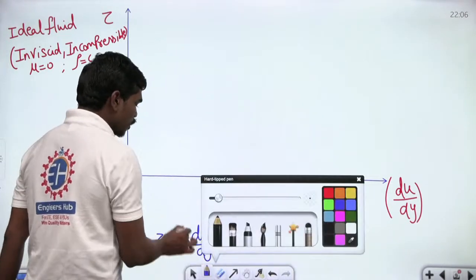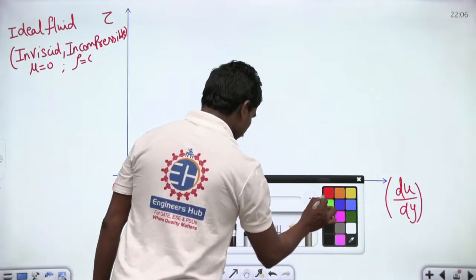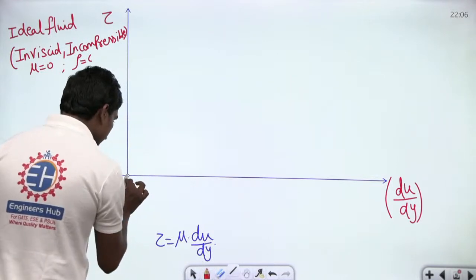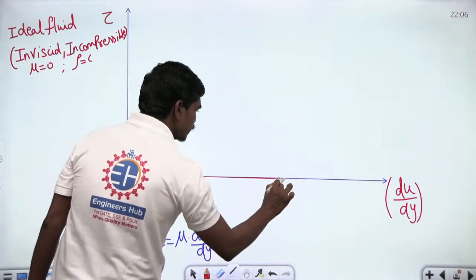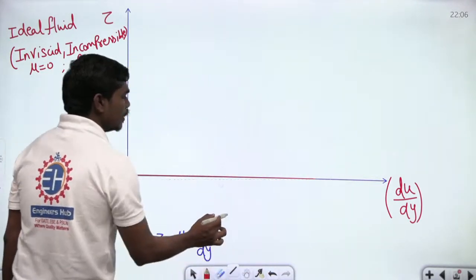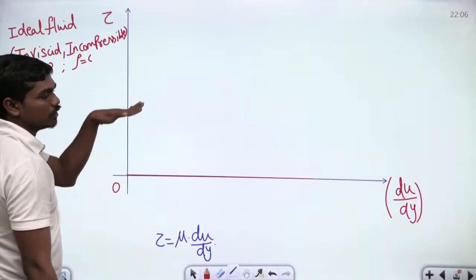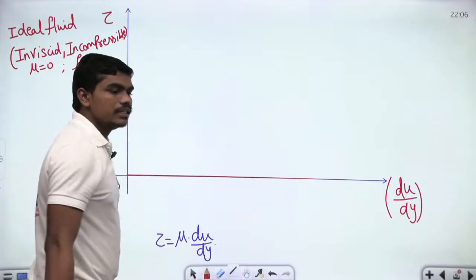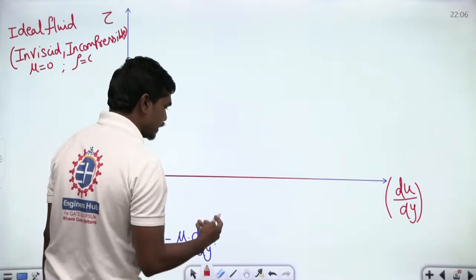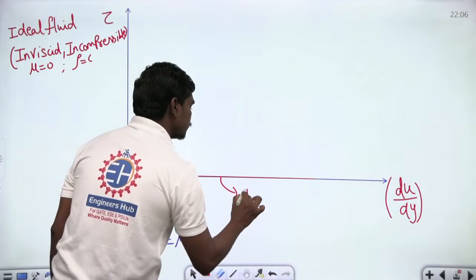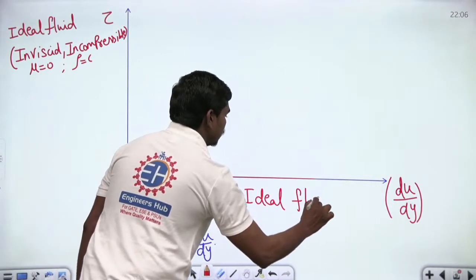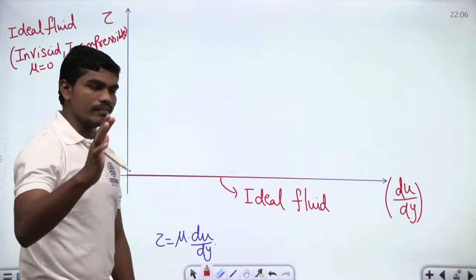So which means if you want to plot an ideal fluid in this case, you can definitely plot the ideal fluid starting somewhere here and it goes on something like this. Correct? Because there won't be any shear stress acting on the fluid. So you can clearly see the ideal fluid will lie along the axis of the shear strain rate. Correct? So this fluid which we are writing here is the ideal fluid.